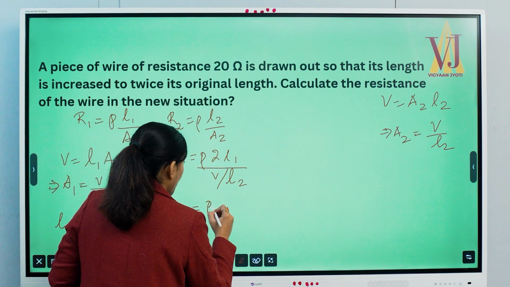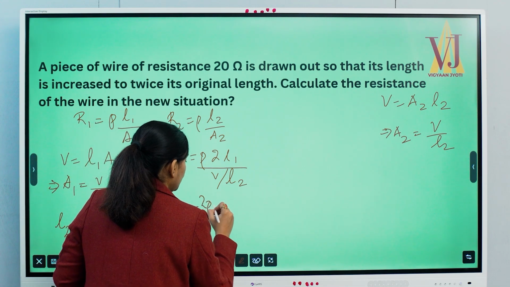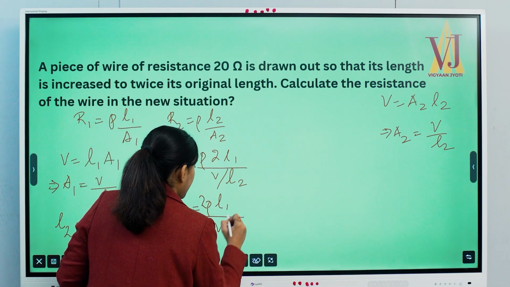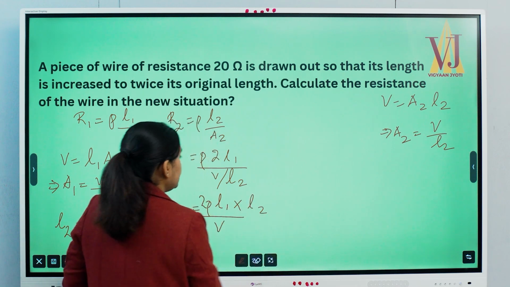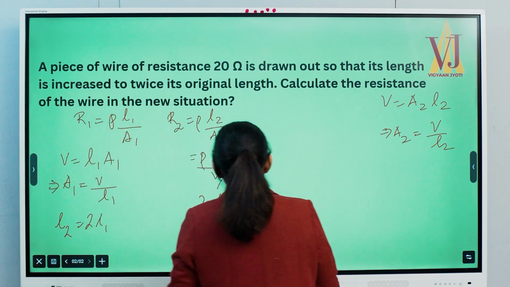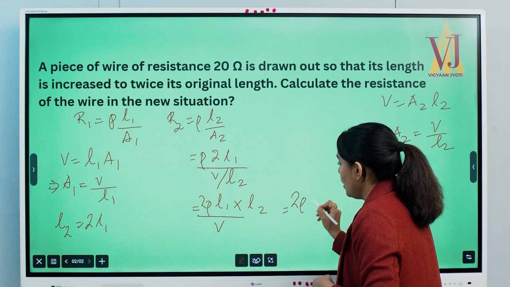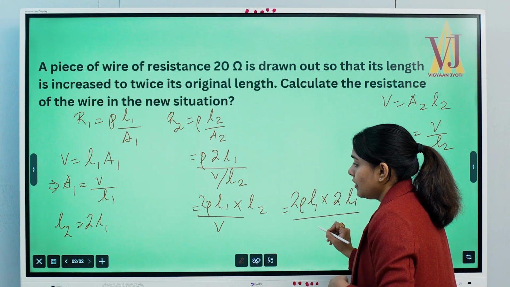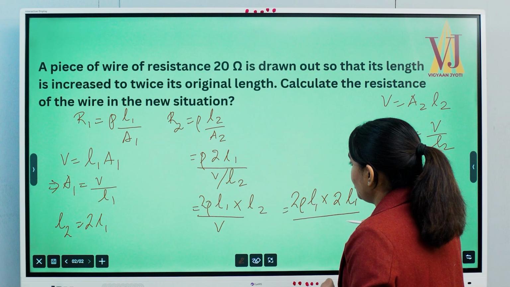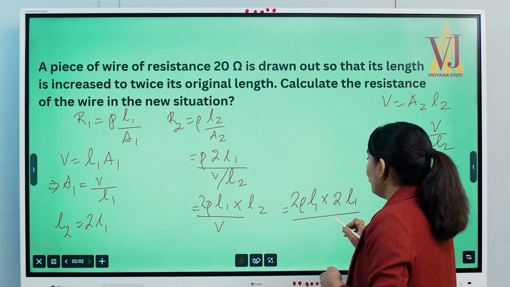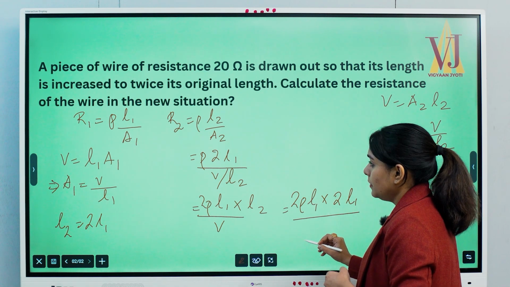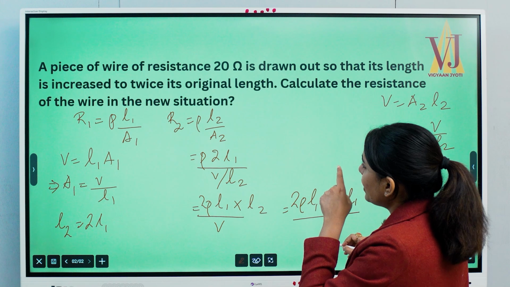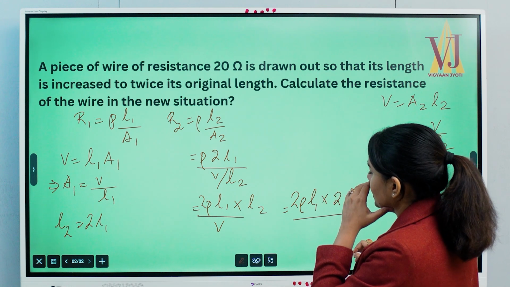Okay, so rho 2L1, now V goes up here with L2. Now what is my L2? 2 rho L1. Again we can write here 2L1 by the volume. Okay, now volume means what? What are they asking? The resistance now.